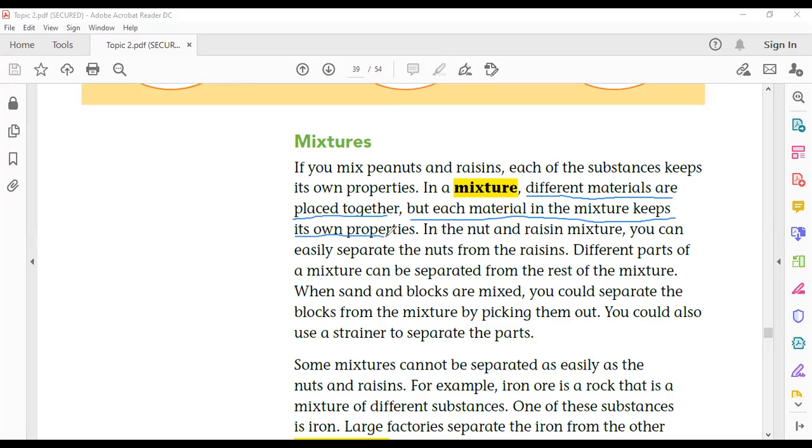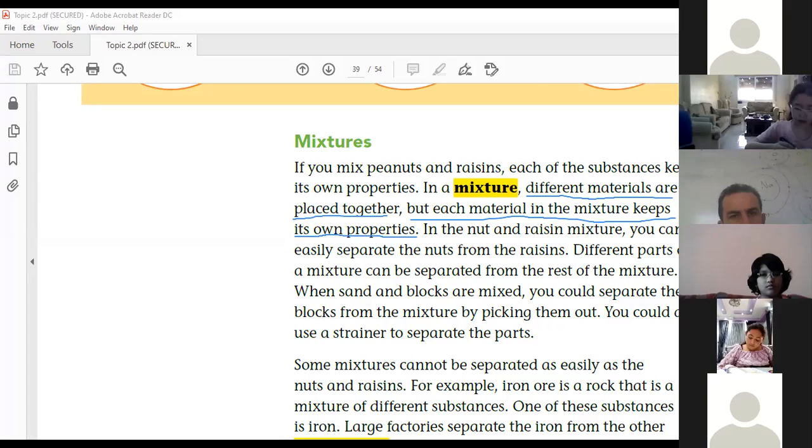What can you conclude about this? Can anyone give me a conclusion? What can you infer from this? Yes. Raise your hand. Sarah, louder, please. Mixture is a physical change. Exactly, that's what I want to say.